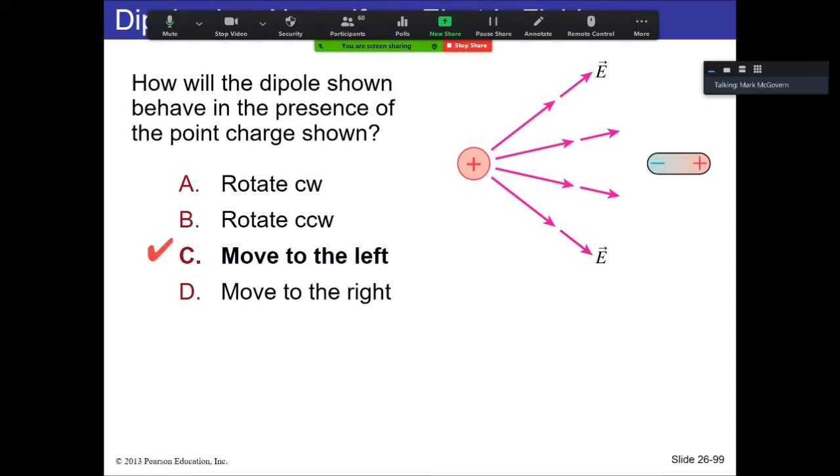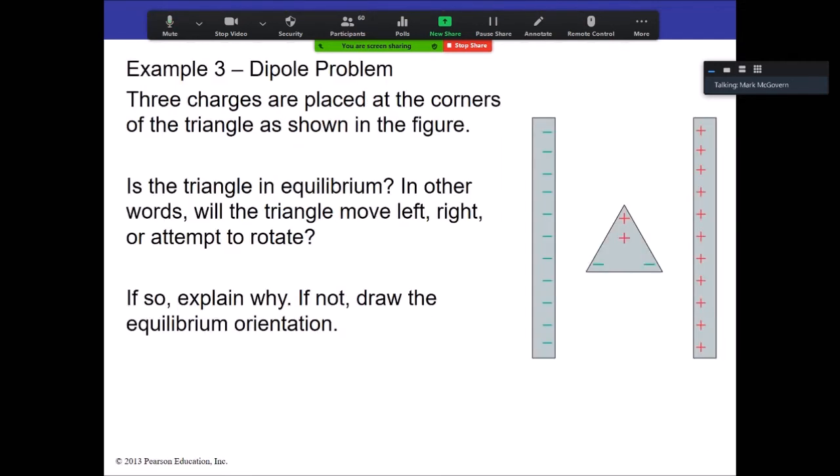So this dipole is going to start moving over to the left. Why? Because this is not a uniform field now, and the net force is not 0. That's it. So point charges, they're hard. They're simple, but there are some aspects of point charges that are harder.